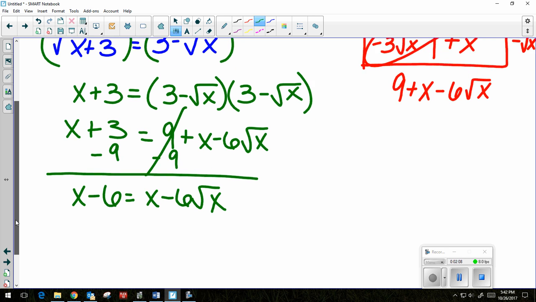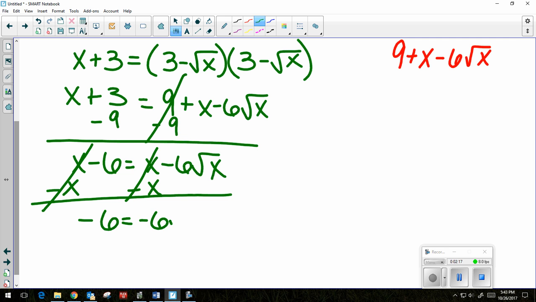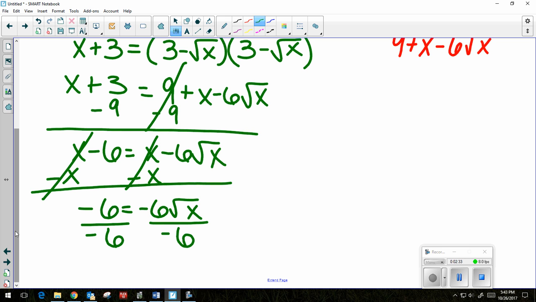I still want to isolate that radical, so I'm going to subtract x on both sides. My x's are actually going to cancel on both sides. Now I have negative 6 equals negative 6 radical x. This negative 6 radical x on the right-hand side is attached by multiplication, so the opposite is division. When I divide both sides by negative 6, I get radical x equals 1.